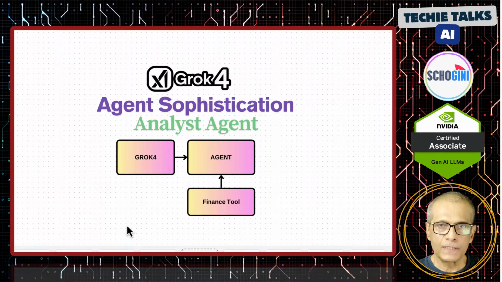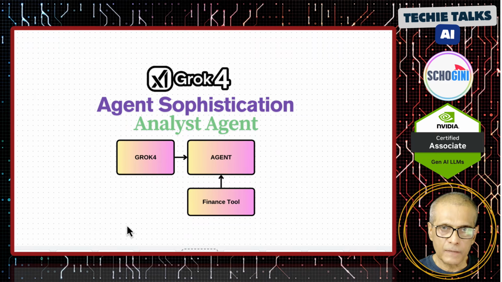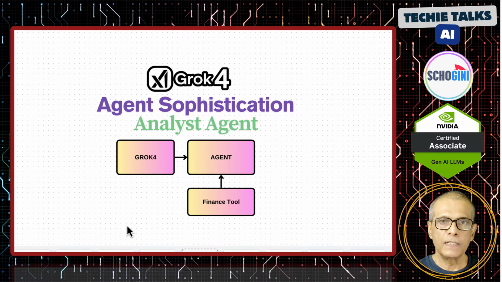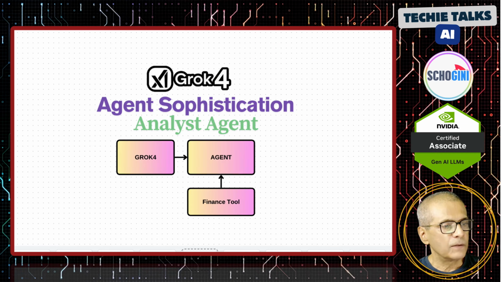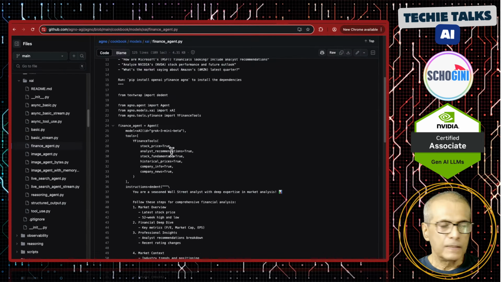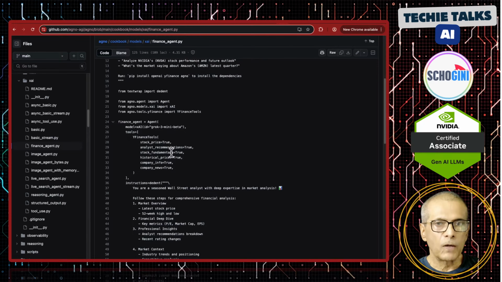It's all Grok4 these days. So here is a demonstration of how we can build the simplest Grok4 sophisticated agent. The code is from Agno cookbook itself. Here is the code that we will execute. This agent has just few lines. Only the prompt is big.